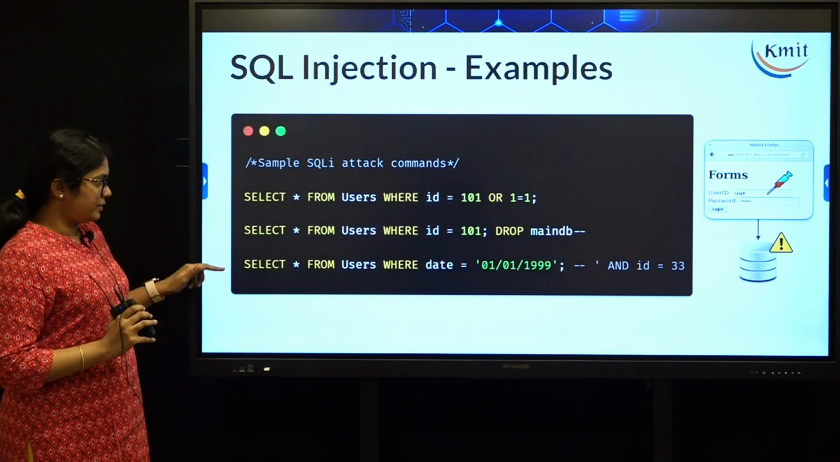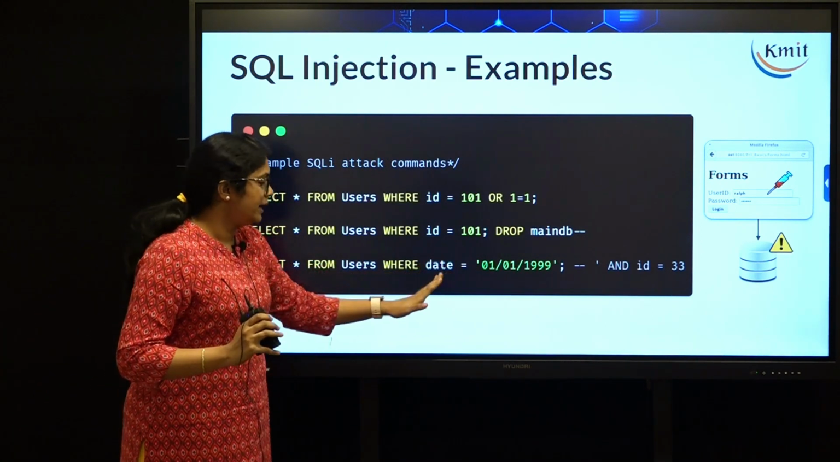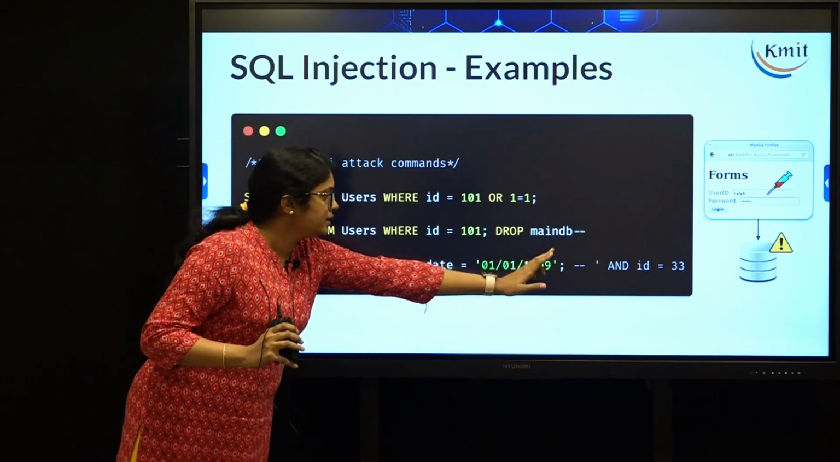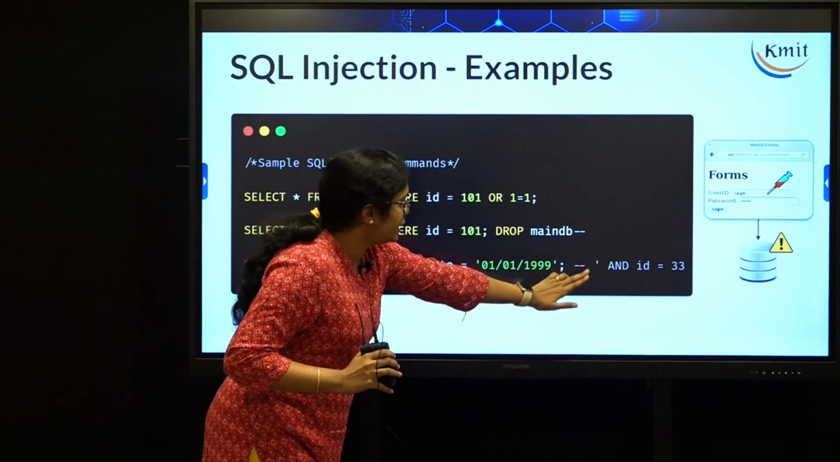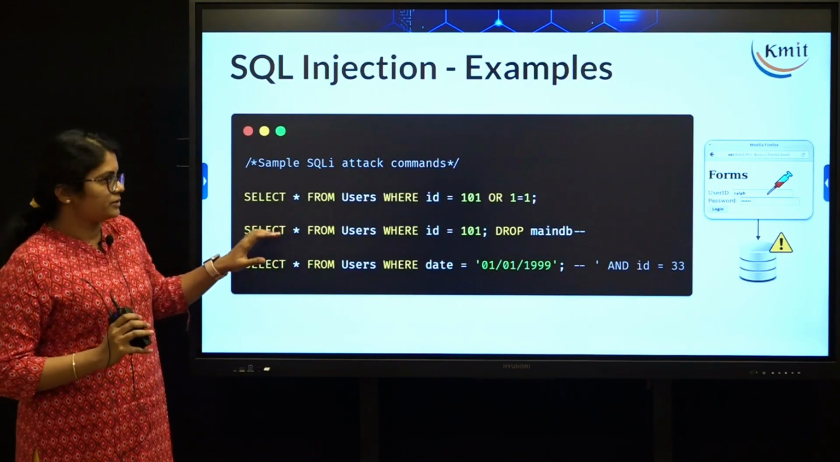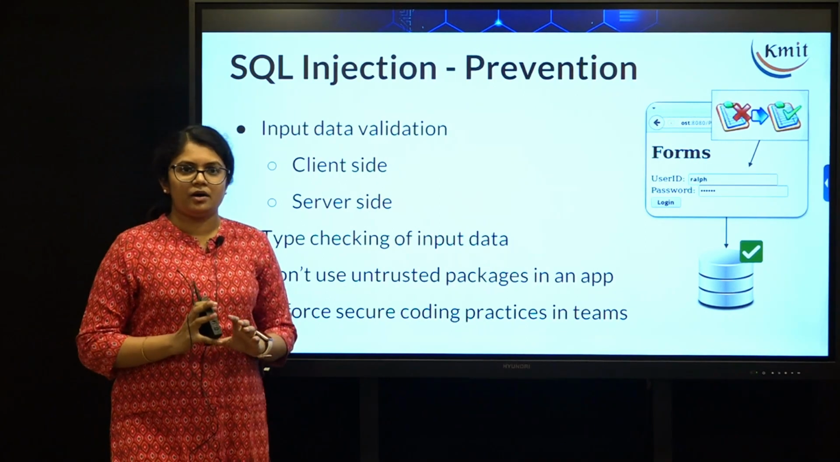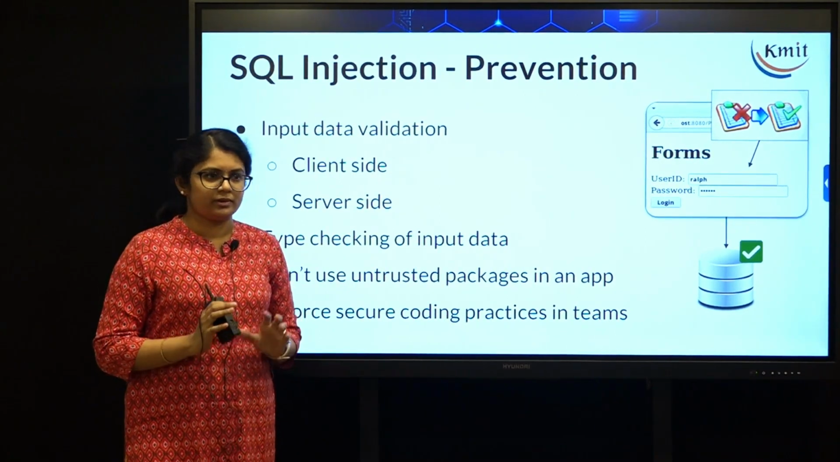And in the third statement he is searching for records which have the date of birth or date as so and so, and he is commenting out the extra line of information here, and that is all happening merely through the forms. So now we understood how a SQL injection attack can be performed.